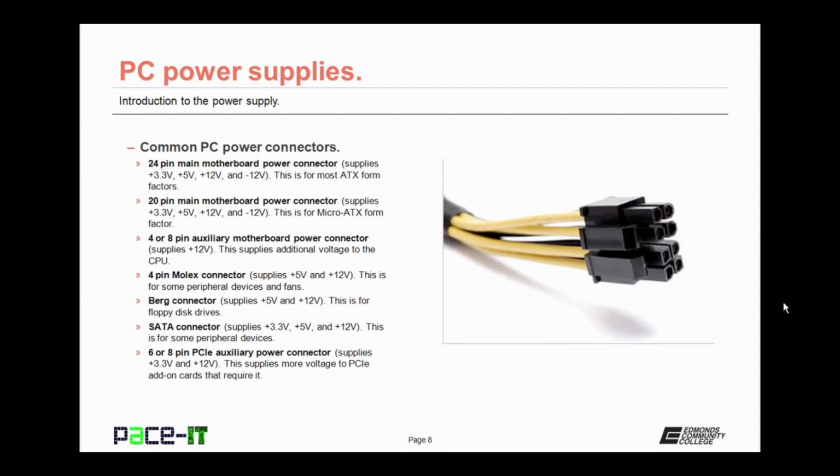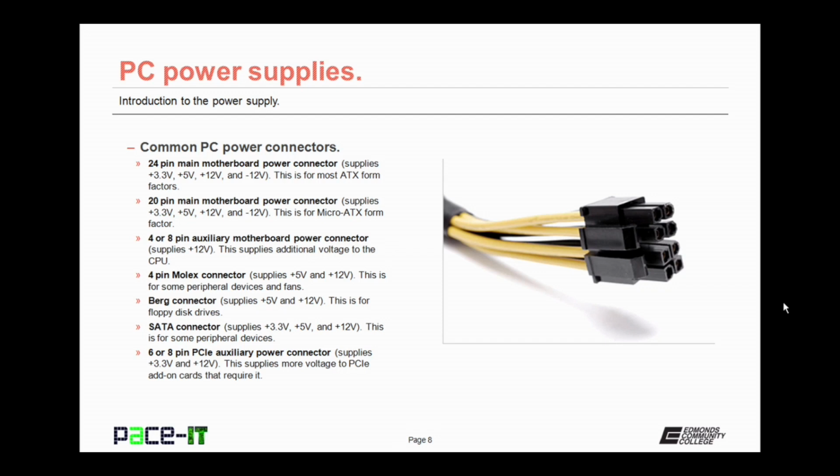Today's CPUs tend to be a little bit more power hungry than in the past, and will require more power than what the motherboard can supply. That is where the 4 or 8-pin auxiliary motherboard power connector comes into play. Now it supplies additional 12-volt current for the CPU. You may also find the 4-pin Molex connector. This supplies 5-volt and 12-volt current, and it's used for some peripheral devices and for a lot of fans.